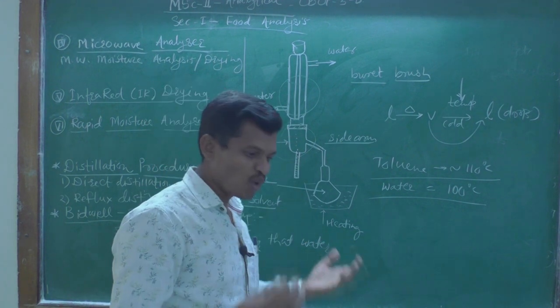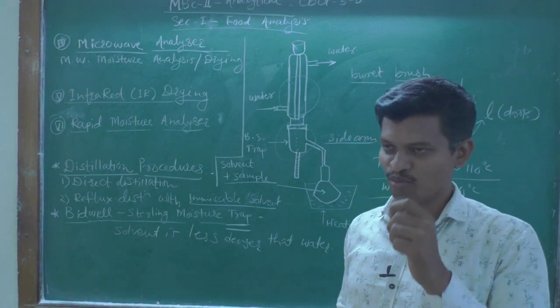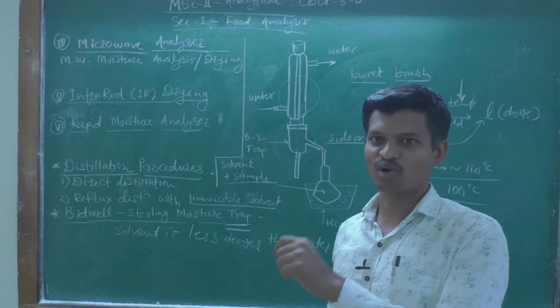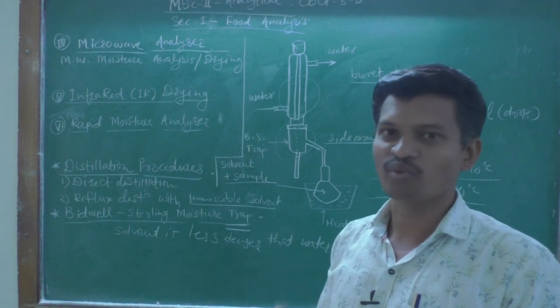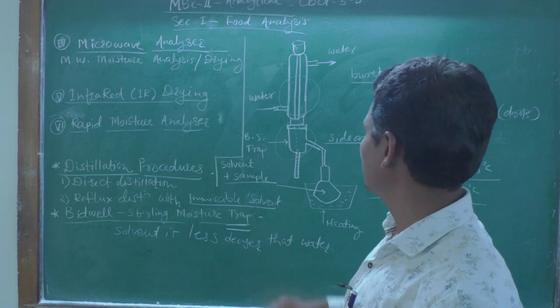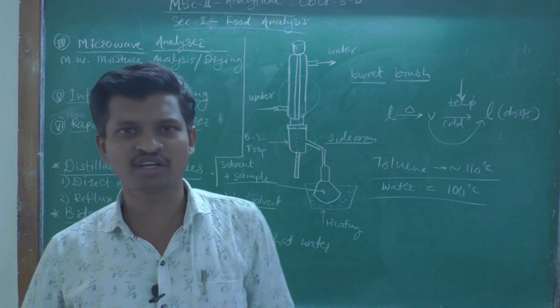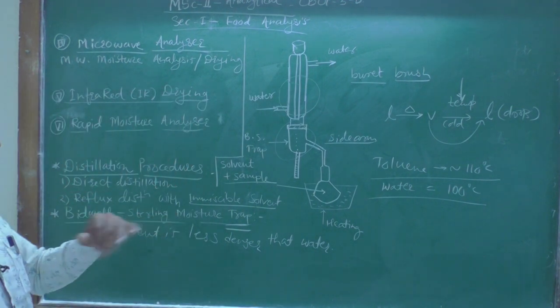Why is it so? Because we are going to detect the moisture or water present in the food sample very clearly, or let us say very accurately. Okay, so this is the procedure for the Bidwell Sterling moisture trap.